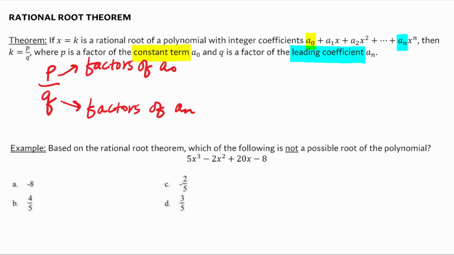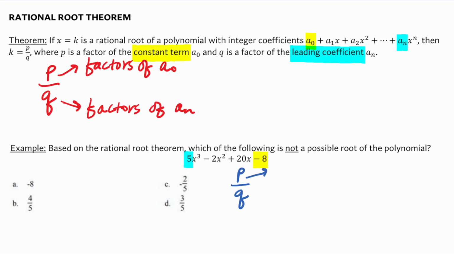I'm going to say that the roots of this polynomial are going to have the form p over q. Using the same color scheme as before, p is going to be a factor of the constant term, which is -8, and q is going to be a factor of the leading coefficient, which is 5. This will be good because it has a mix.